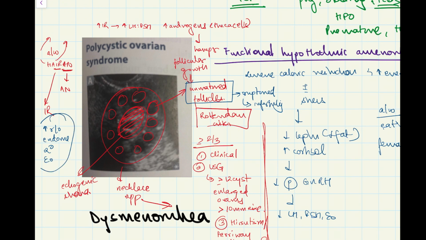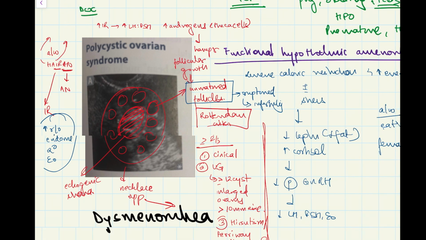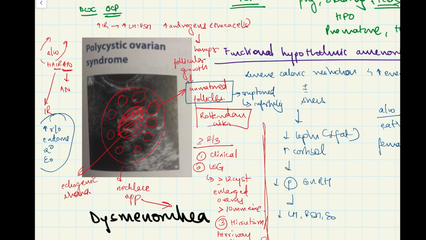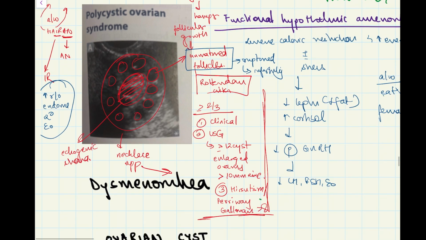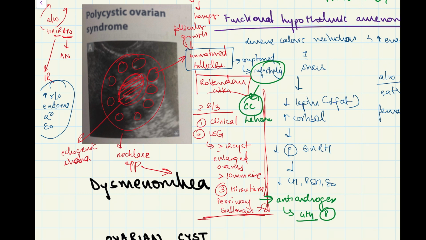For treatment, the drug of choice is OCPs. For treatment of hirsutism, you can give anti-androgens, like the 4th generation progesterone cyproterone acetate. And for infertility, clomiphene citrate and letrozole can be given. Clomiphene is preferred in postmenopausal women, while letrozole is preferred in women of reproductive age group. That is PCOS in a nutshell.